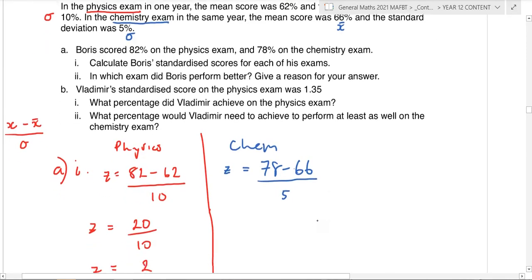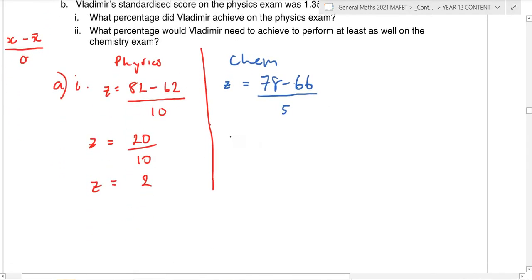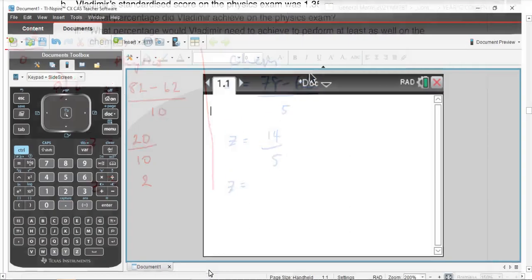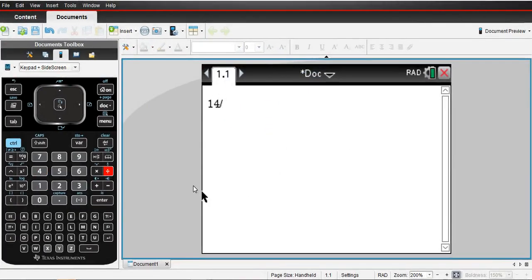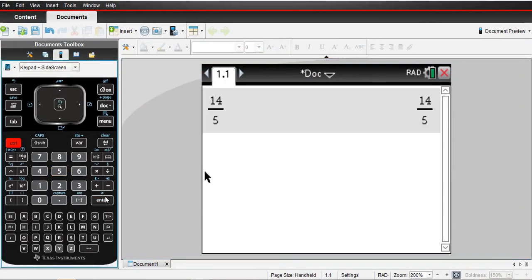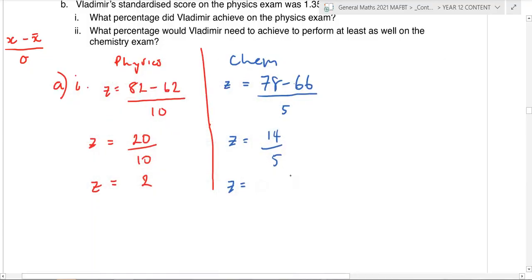This one's a bit harder to do off the top of my head, but let's calculate it real quick. Z is equal to 14 over 5. So let's use a calculator: 14 divided by 5 is 2.8. So his Z score is 2.8.